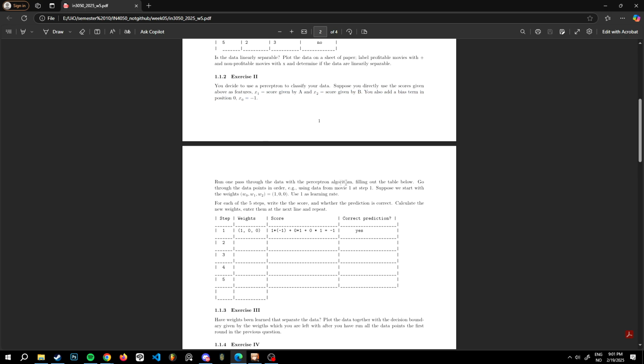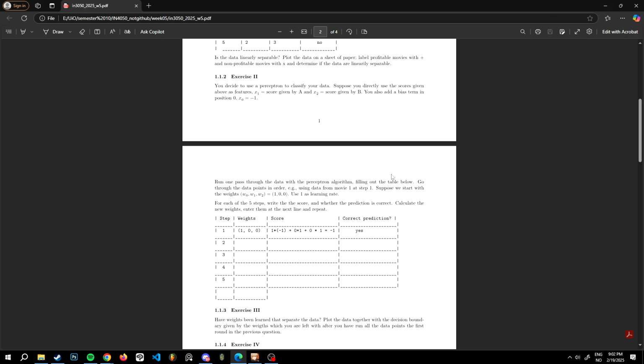Run one pass through the data with a perceptron algorithm, filling out the table below. Go through the data points in order, e.g. finding data from movie 1 and step 1. Suppose we start at the weights, weight 0, weight 1, weight 2, equals 1, 0, 0. Use 1 as a learning rate. For each of the 5 steps, write a score and whether the prediction is correct. Calculate the new weights, enter them at the line, and repeat.